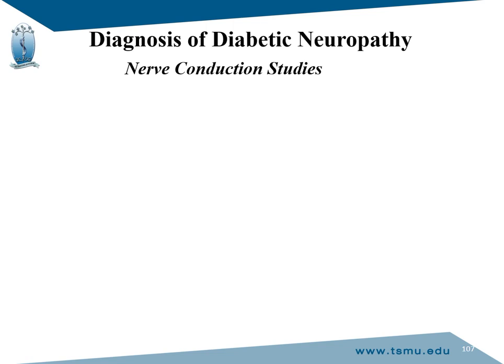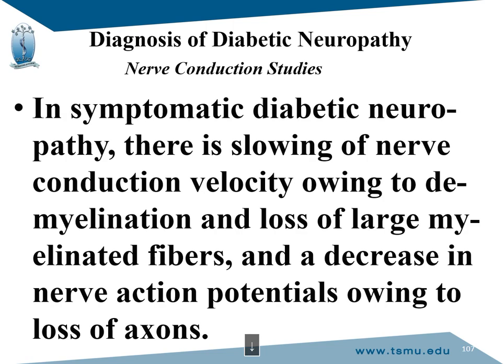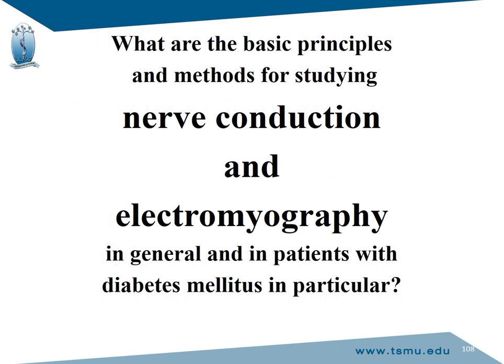Diagnosis of diabetic neuropathy. In this diagnosis, the nerve conduction study is very important. In symptomatic diabetic neuropathy, there is a slowing of nerve conduction velocity owing to diminution and loss of large myelinated fibers and a decrease in nerve action potentials owing to loss of axons. What are the basic principles and methods for studying nerve conduction and electromyography in general and in patients with diabetes mellitus in particular?